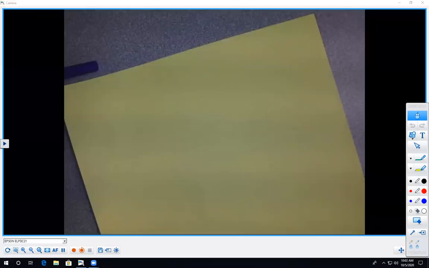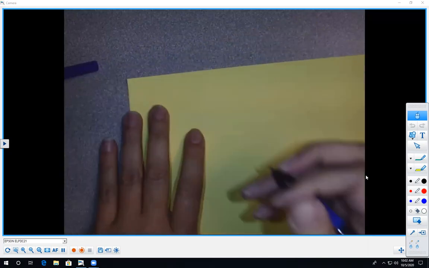Okay, so we're covering section 3.3 today, which is dividing polynomials.